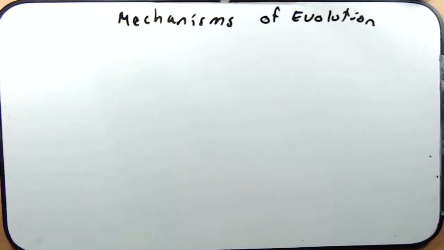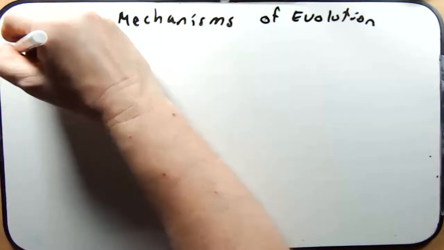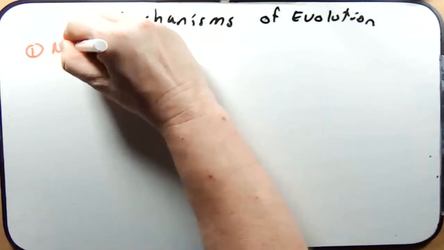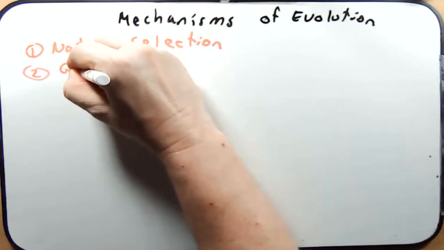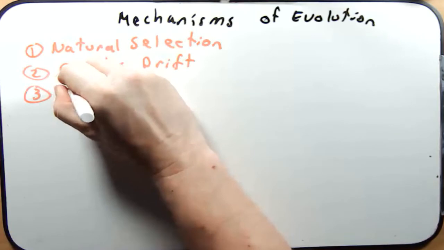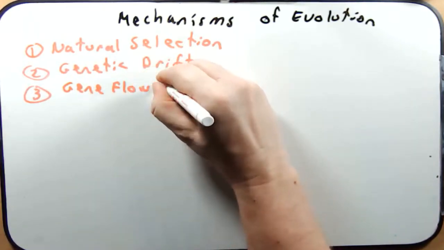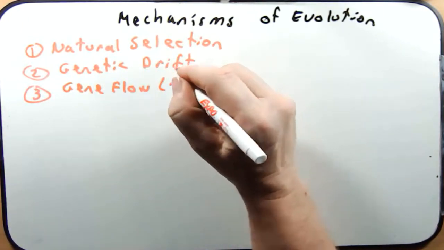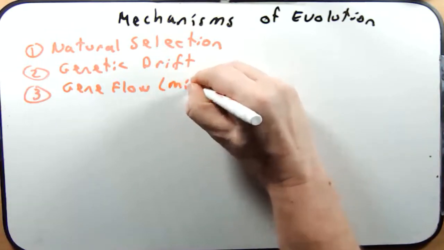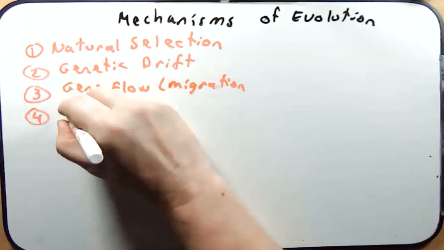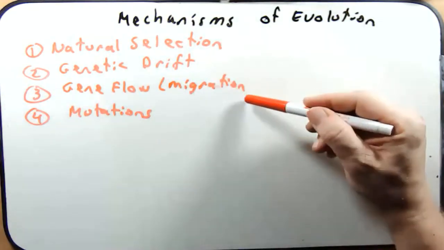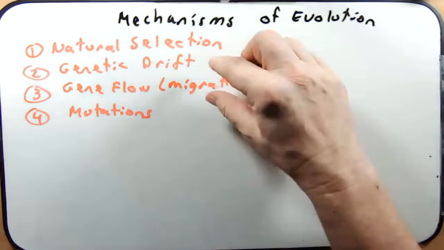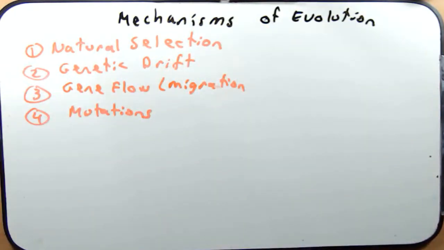Now remember, a couple podcasts ago, we talked about some of the mechanisms of evolution. We talked about natural selection. We talked about genetic drift. We talked about gene flow. I think we talked about it in specific examples with migration. And then we talked about mutations. Natural selection we've spent quite a bit of time on. The other three I introduced to you, but I'd like to spend a little more time talking about each of these last three.